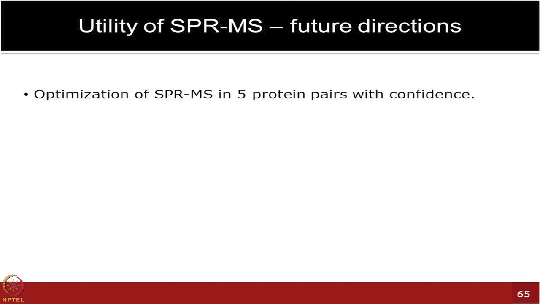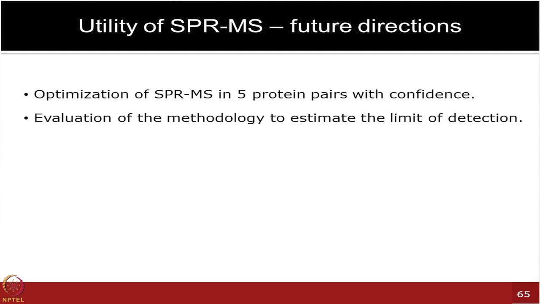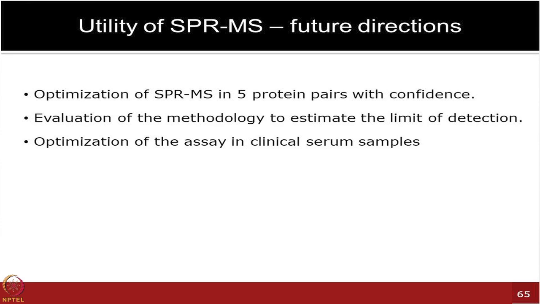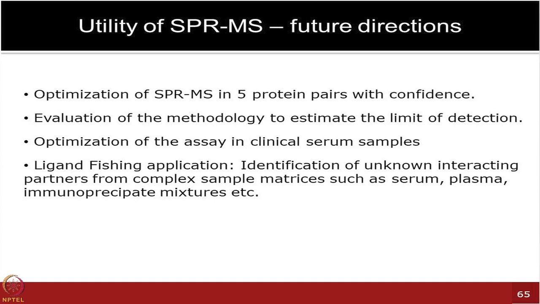All right, so SPR, MS, now we have tested with at least 5 protein pairs, which looks more confident. We are evaluating those technologies to see the limit of detection and what could be best used. Some of these could be heavily useful for clinical assays, especially serum samples. You have a known protein of interest and you want to see where it binds with other interactors. So a lot of ligand fishing applications can be thought of based on this, which is what we are testing out, and some of the GE application scientists are also working with this.